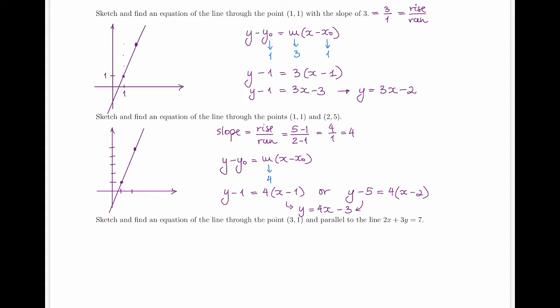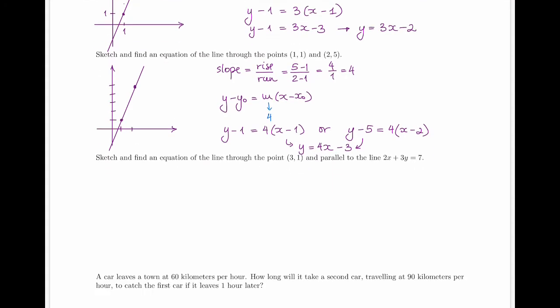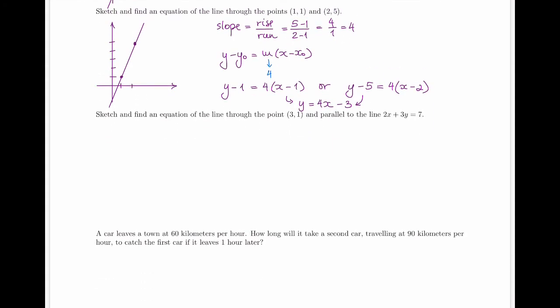Okay? Good. Let's take a look at this next example of sketching and finding the equation of a line. We're now given a point, and we're told that our line has to be parallel to this other given line. So let's first of all sketch a picture just to get a sense of what information we're given and what information we're trying to get.